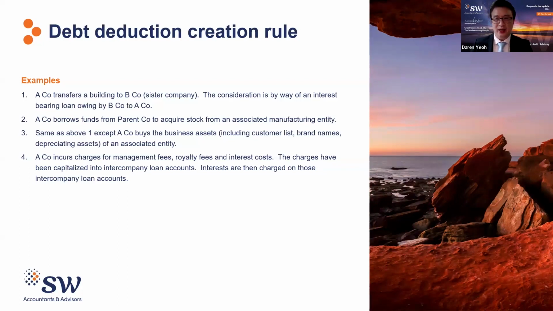Example 3, same as 1, except A Co buys business assets, and the business assets are customer list, brand names, and depreciating assets from the associate entity. In this case, the debt deduction creation rule is triggered as well because the customer list, brand names, and depreciating assets are CGT assets, and these depreciating assets are not new depreciating assets. They have been used by the associated entity, so be aware of that.